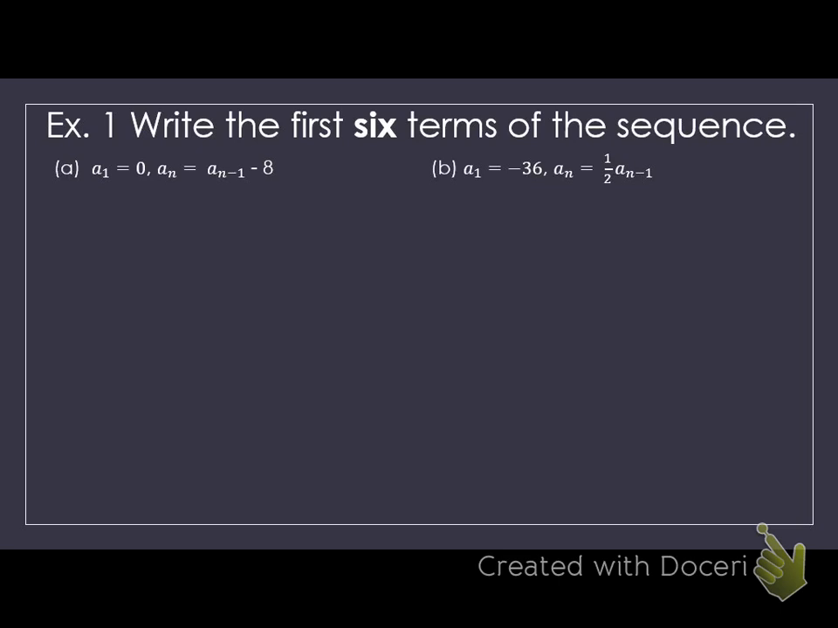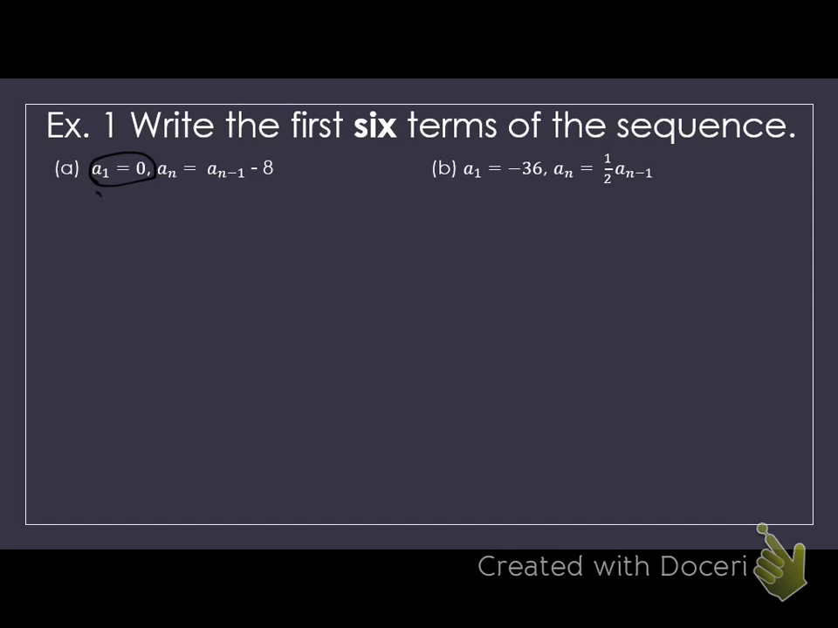Example number 1, write the first 6 terms of the sequence. But you look at letter A, which term have they already given us? Good. The recursive rule will always give us the first term to begin with. So I've already got a sub 1, which means I just need to find the second, the third, the fourth, and the fifth. Now we're going to do this the long way so that you can all visualize what is happening here. And then I'll show you a shorter way to do letter B. But everything I put on the screen, make sure you get in your notes.